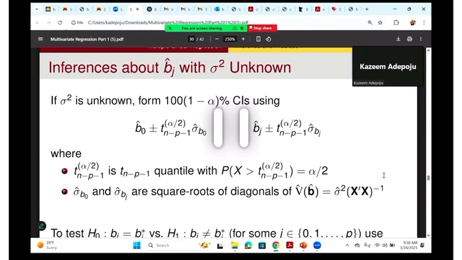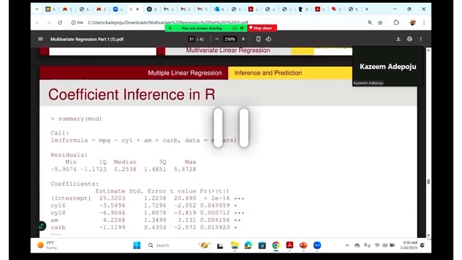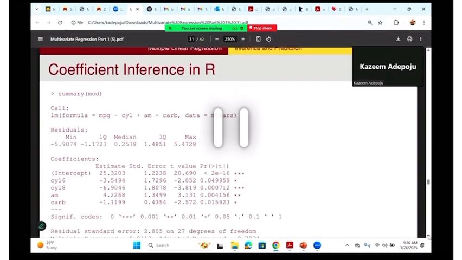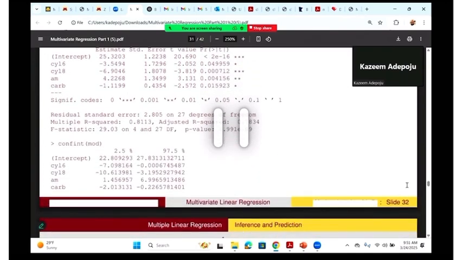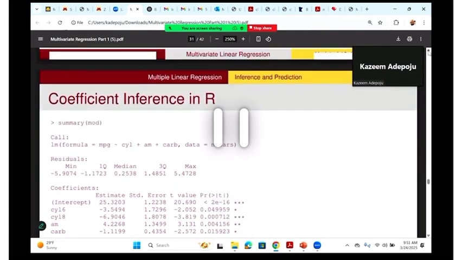But the variance of B cap still remains the same. In the testing of hypothesis, it's going to be a t-test instead of a z. Okay? Now, this is a code in R, for instance, if I want to get the estimate of the parameters. Okay, maybe if you take a look at this, what am I doing here?